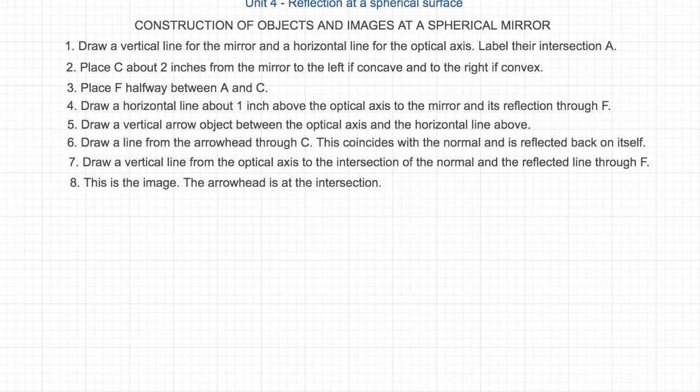And you can look at it, and you can see right away if it's real or virtual, if it is magnified or minified, and if it is erect or if it is inverted. It's a good way of checking your answer when you do the equation. Okay, you should always draw a picture first, and then if you see that you have a real inverted image and your equation gave you a virtual erect image, you know you've done something wrong, and you can go back and check your work.